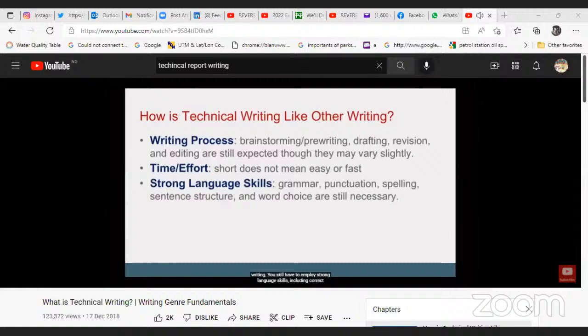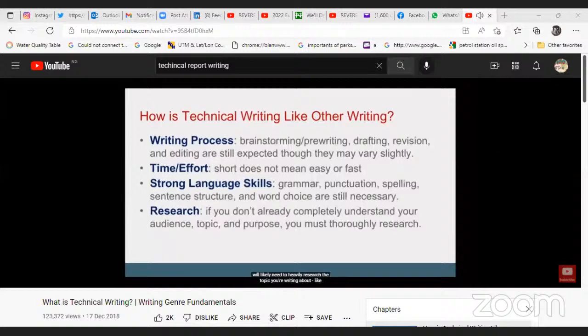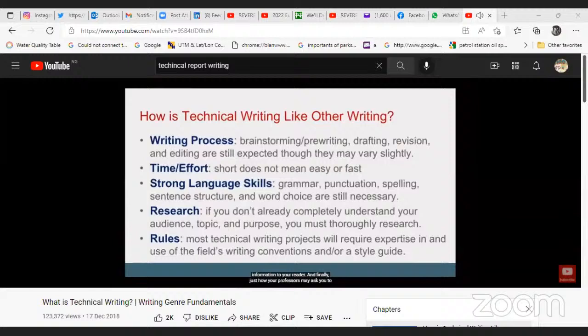You still have to employ strong language skills, including correct grammar, punctuation, spelling, and more. We'll talk more about this later. You will likely need to heavily research the topic you're writing about, too. Like Einstein said, you can't explain it simply if you don't understand it well enough. You also don't want to accidentally provide the wrong information to your reader. And finally, just how your professors may ask you to use APA or another style, technical writing requires a strong knowledge of its own guidelines and rules, and each individual field or company will have its own rules that must also be carefully used.